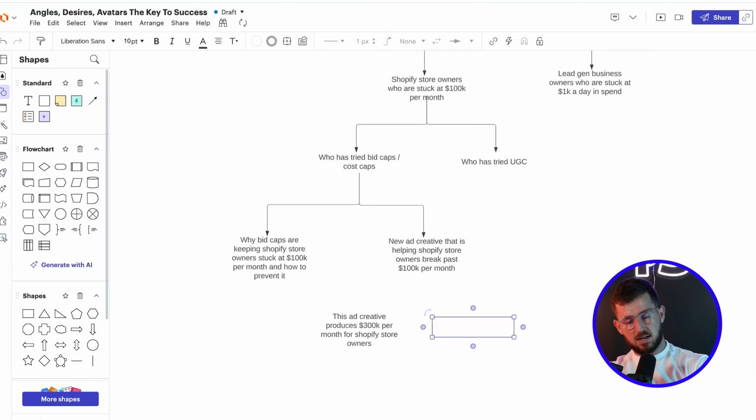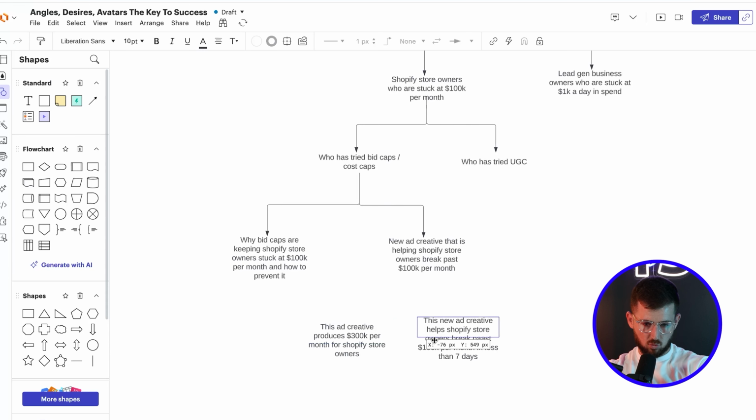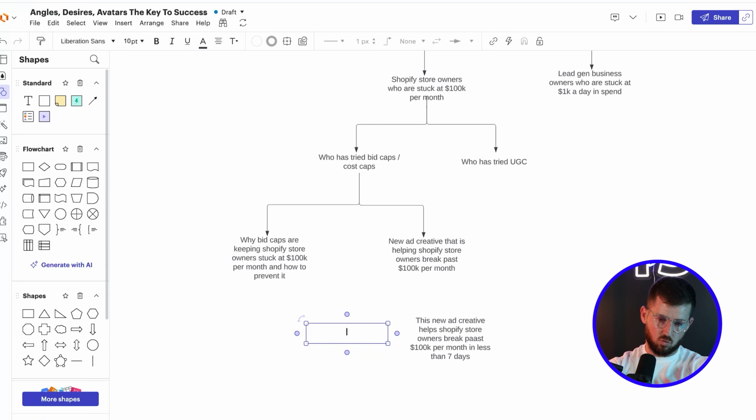So another angle can be measuring the speed. New ad creative doubles, or new ad creative helps Shopify store owners break past 100K per month in less than 7 days. There we go. So these are 2 different angles, and I'm gonna give you guys one more because I really want to showcase one more. Boss Facebook advertiser reveals the ad creative that scales Shopify store owners past 100K per month.